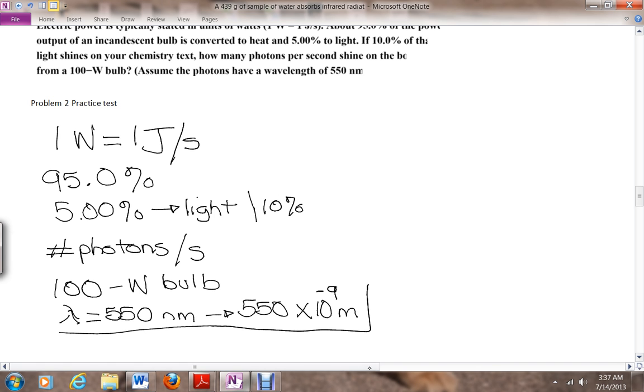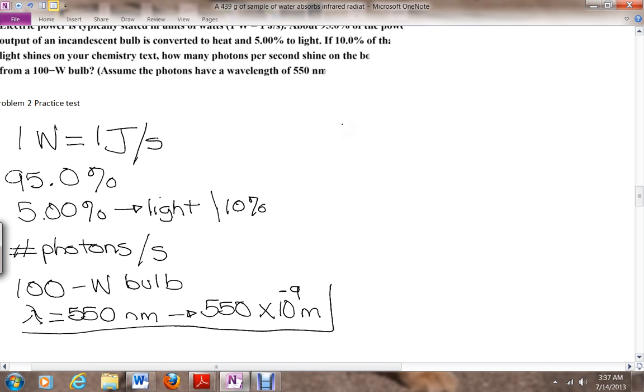Now here, again we know that if we divide the energy coming from the bulb, which would be the total on the chemistry book, by the energy of a photon. Because remember, the photons are the smallest particle, the microscopic. The light that shines on your book is the total, and it gives me the number of photons in that light that is shining on the book.